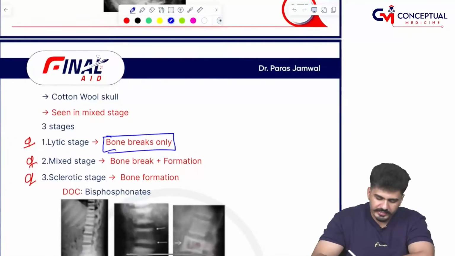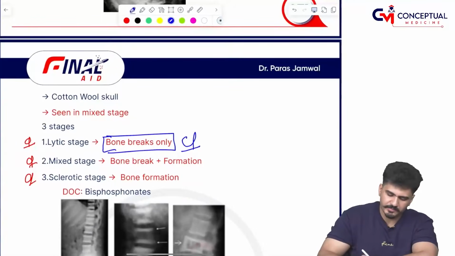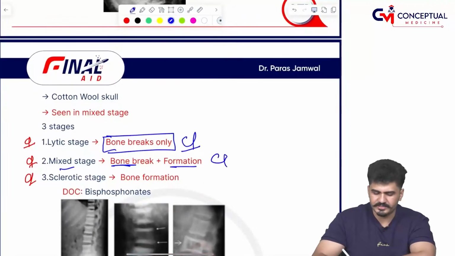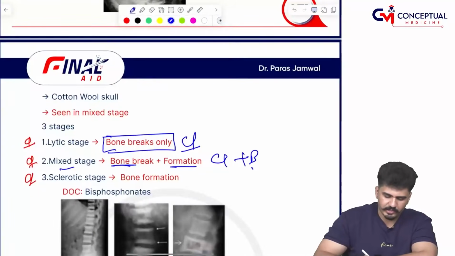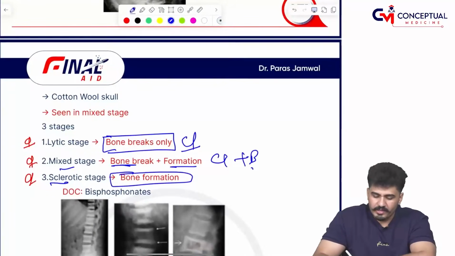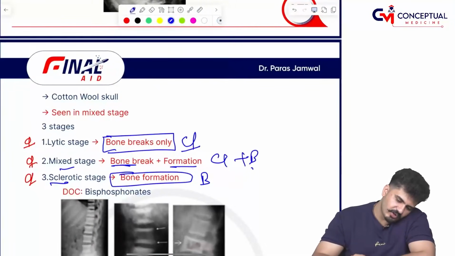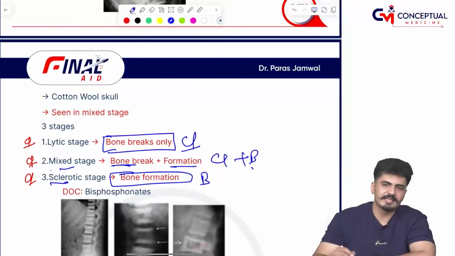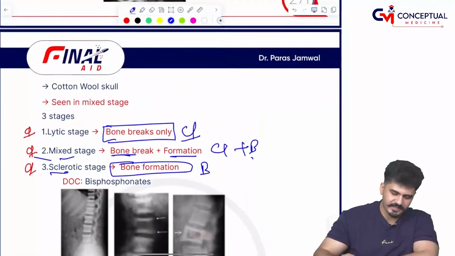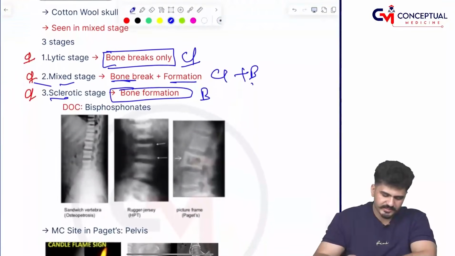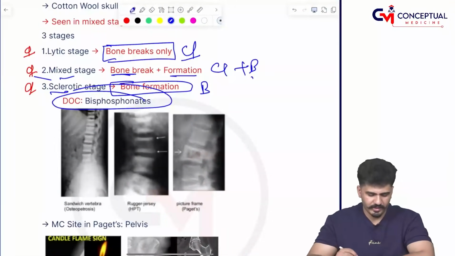Breaking down means only clasts are working. In the mixed stage there is bone breakdown and formation, meaning clasts plus blasts both are working. In the sclerotic stage there is only bone formation, where only blasts are working. So here the cotton wool skull is a feature, and cotton wool skull is seen in the mixed stage, my dear. And the drug of choice for Paget's disease, again, is bisphosphonates.